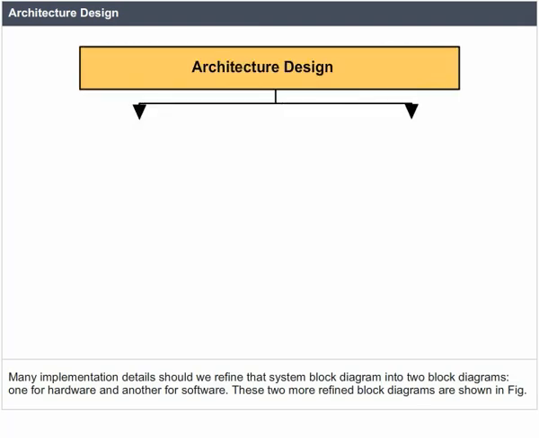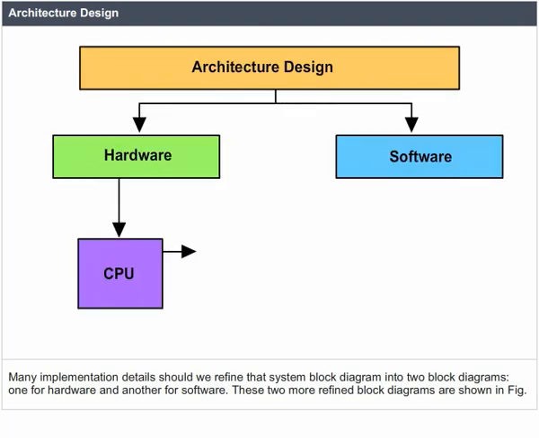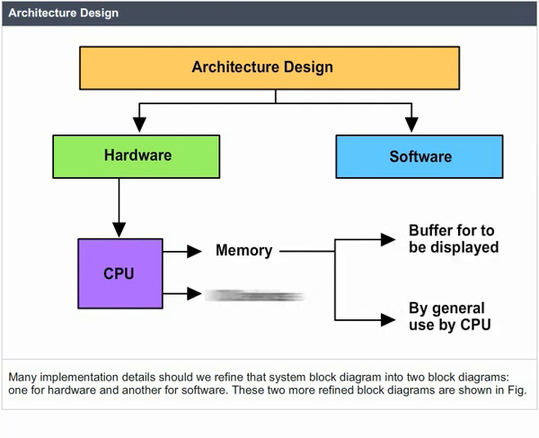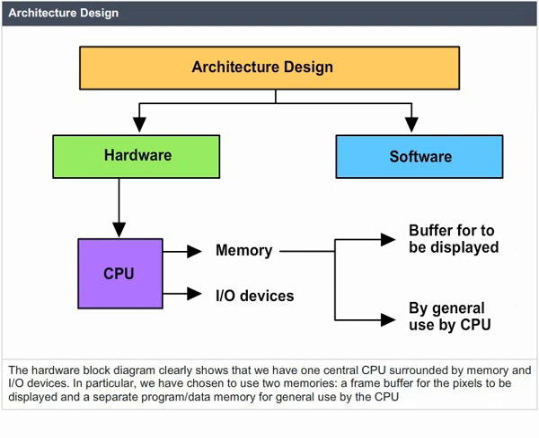Architecture design. Many implementation details should be refined, so we refine that system block diagram into 2 block diagrams, one for hardware and another for software. These 2 more refined block diagrams are shown in the figure. The hardware block diagram clearly shows that we have one central CPU surrounded by memory and input-output devices. In particular, we have chosen to use 2 memories, a frame buffer for the pixels to be displayed and a separate program or data memory for general use by the CPU.